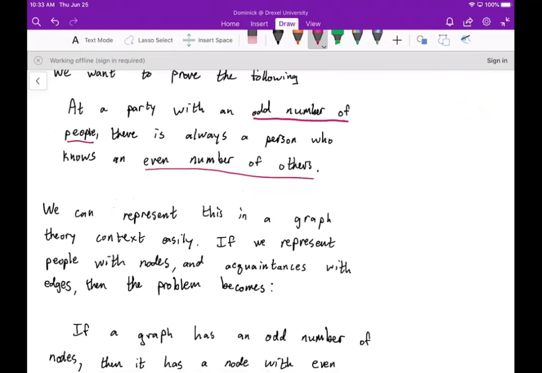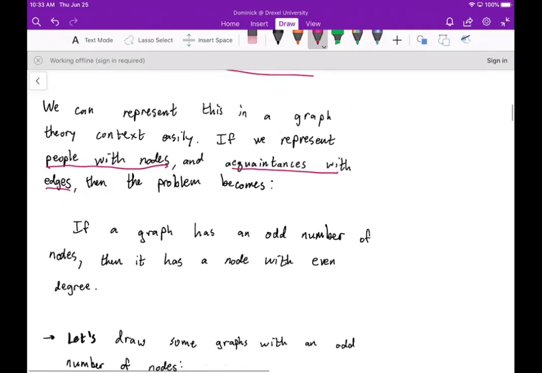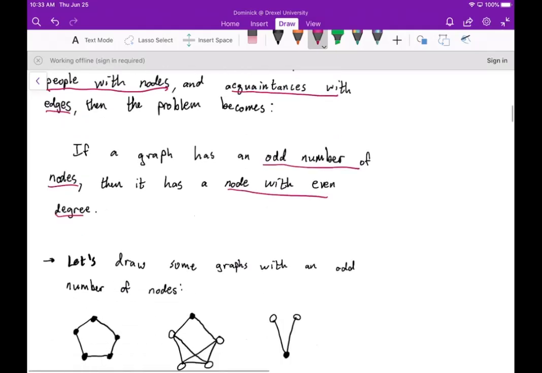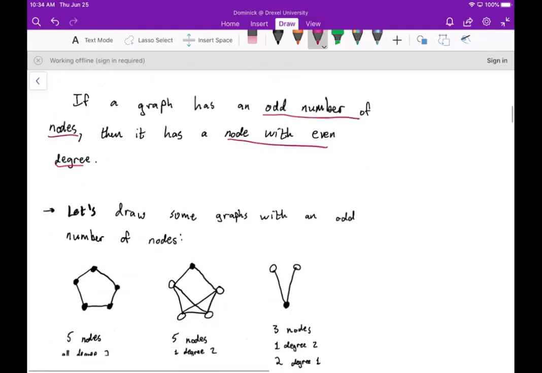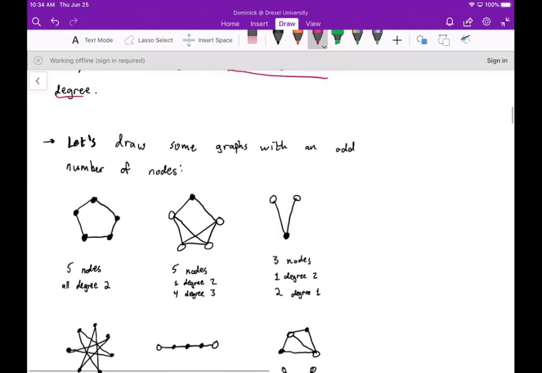Now, of course, we can use a graph theory idea to represent this. If we represent people with nodes and acquaintances with edges, then what we want to prove is that if a graph has an odd number of nodes, then it has at least one node with even degree. We're going to draw some examples and get an idea of what's going on.